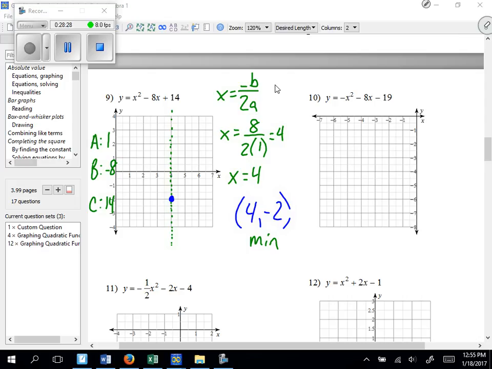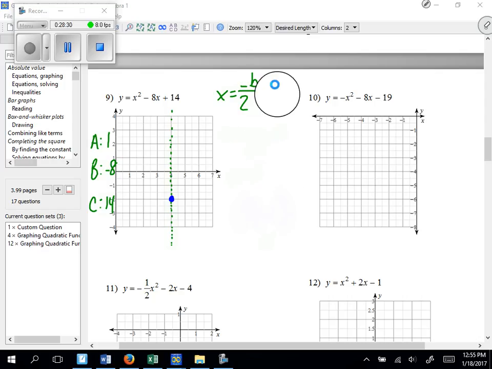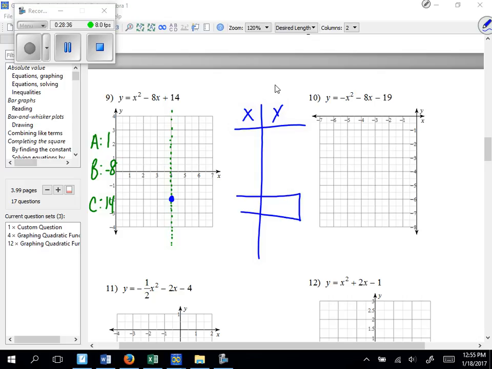All right, second step. Now I'm going to erase that so I can make my table. For my table, I have x and y. I put my vertex right in the middle, 4, negative 2. I'll put 3, 2. You can even put a 1 if you want to. You can put more, it doesn't matter. 5, 6, and 7. Now for this one, I'm actually going to go into my calculator.